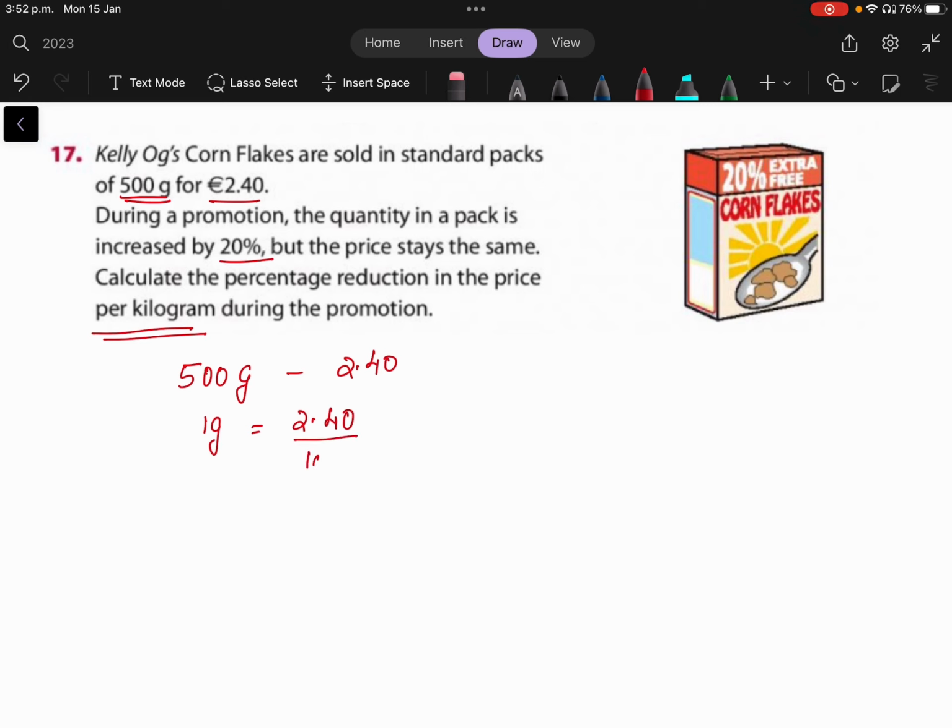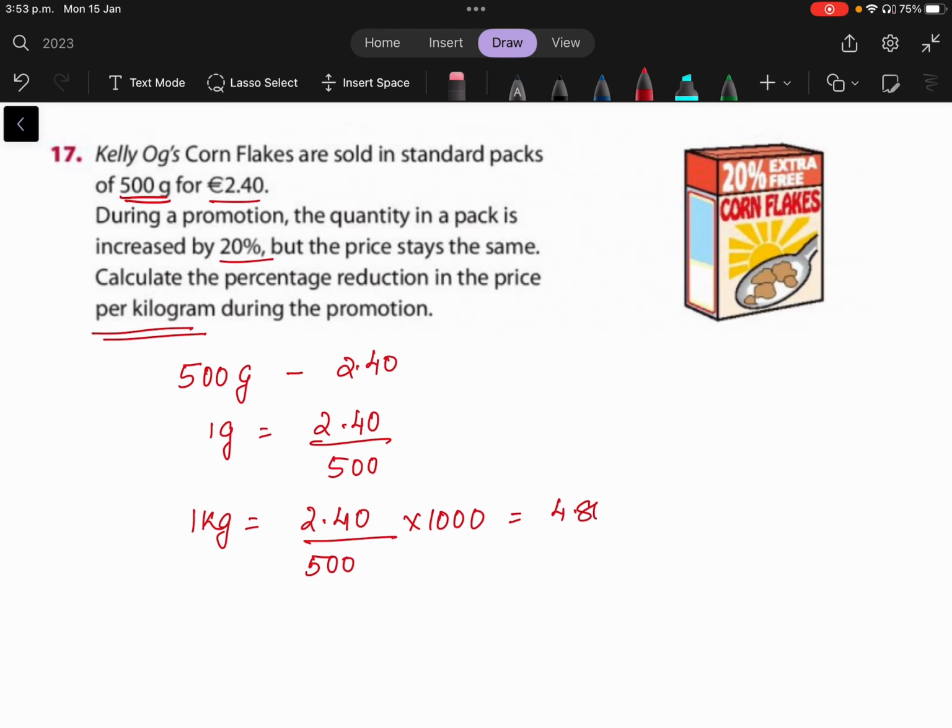Okay. Now that is for 1 gram. So what is 1 kg? How much will 1 kg cost? So 240 over 500 times 1000. Okay. So that conversion is very important. And you will get 480 euro.